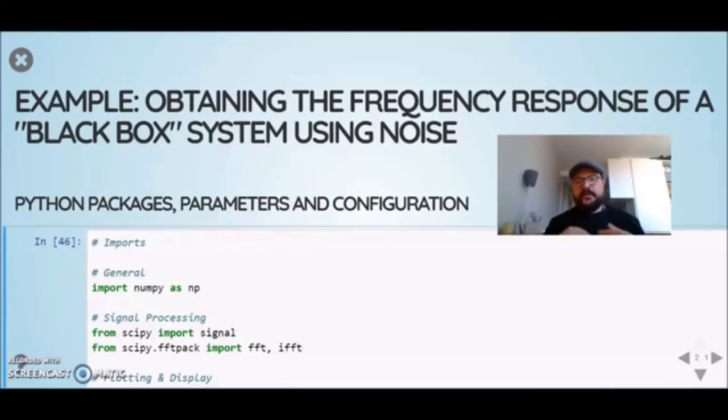So in the frequency domain, we will divide the output of this black box by the input signal. This gives us a transfer function, and when we take the inverse Fourier transform of this transfer function, we will end up with an impulse response of the system.